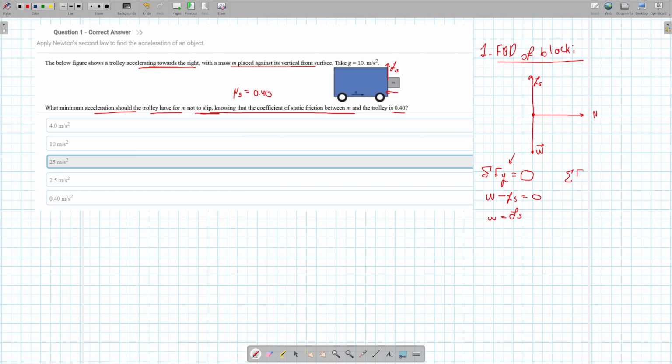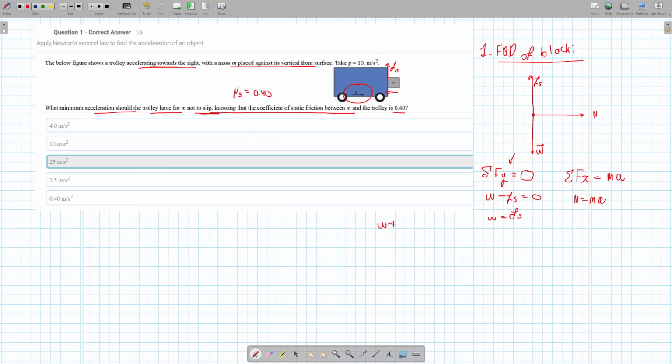Now check your horizontal force. Always FBD, vertical force, horizontal force. What are my horizontal forces? I ask myself, is it accelerating? We said it's accelerating. So what does that mean? It's equal to ma. What is my only horizontal force? N is equal to ma.